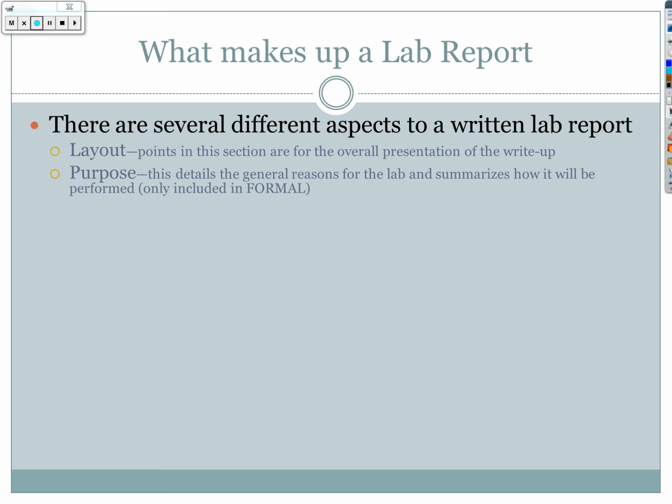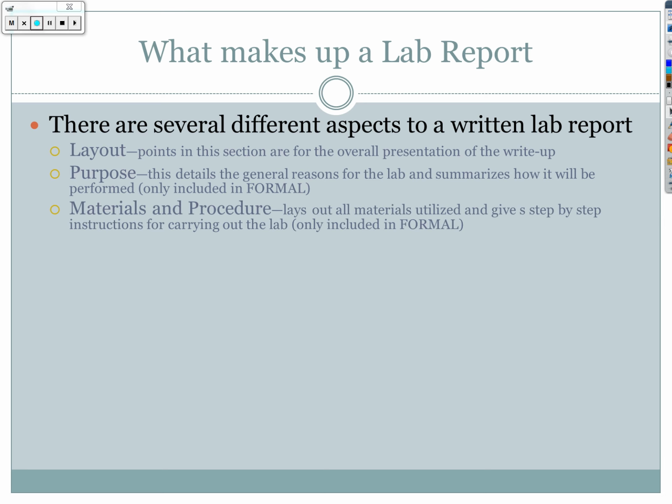So the first thing that you're going to receive points for is the general layout of your lab report. And points in this section are for the overall presentation of the write-up. Next, you have the purpose, and this section details the general reasons for the lab and summarizes how it will be performed. This should only be included in the formal section. Then you have the materials and procedure section, which lays out all the materials utilized and gives step-by-step instructions for carrying out the lab. Again, this is only included in the formal write-up. Materials lists should be provided, and any modifications to your procedure need to be made, or noted, at this time.